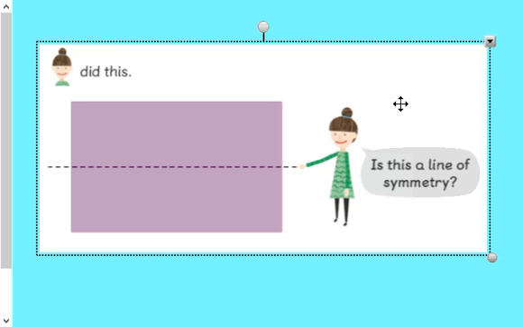Okay, well, hopefully you've all been able to think, yeah, actually, Mr. Nugent, this is a line of symmetry. Everything that's on this side is exactly the same as what's on this side. There is no difference. If I was to fold this in half, it would look exactly the same. So yes, on this rectangle, this is a line of symmetry.